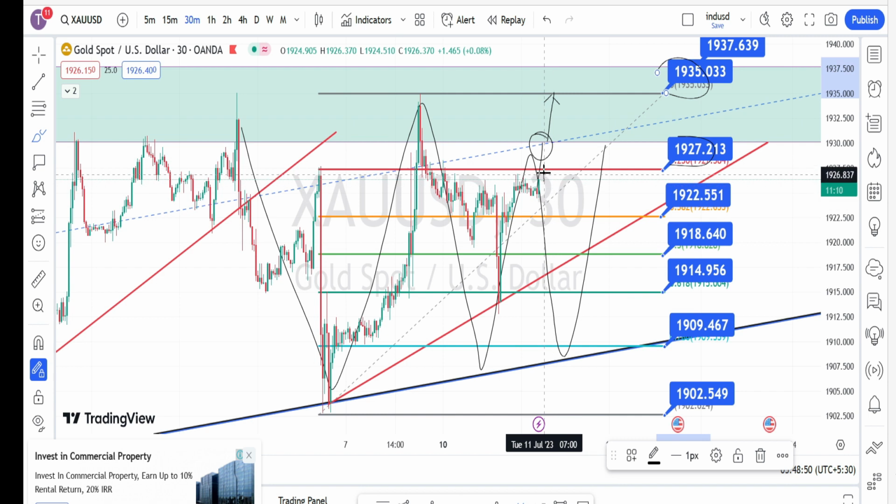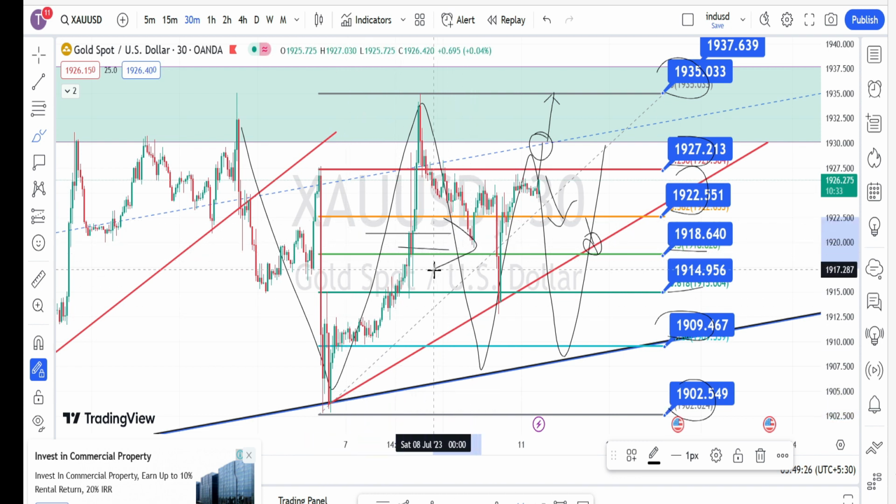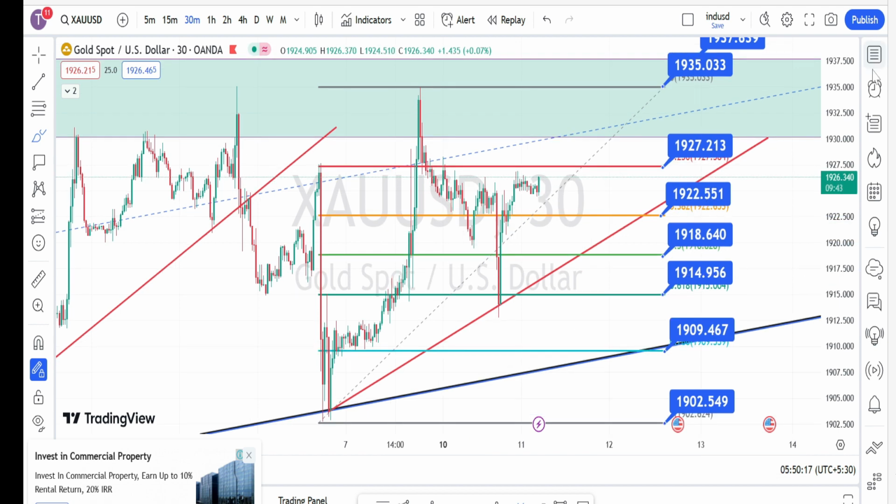1935. Whereas on the bearish side, if the price action breaks the current support level of 1922, next level of support is going to be the trend line or support line. Once this trend line is breached, the immediate support is going to be around 1918, 1914, 1909 and 1902. Since the price action is consolidating, the resistance levels and the support levels are almost similar in all the time frames. That's all the analysis for today.